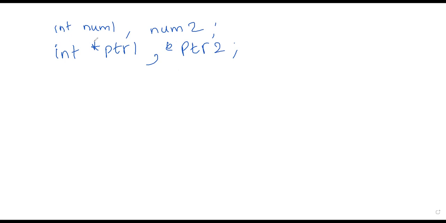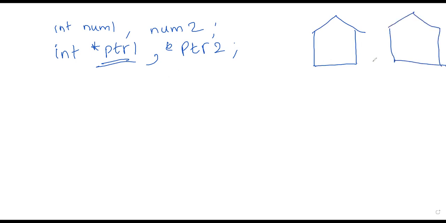Okay, now with this memory allocation you are creating a place for number one. It is a memory allocation for a space, no? You create a house for number one, taken as ptr1. And for number two, you create a place for number two, taken as ptr2.